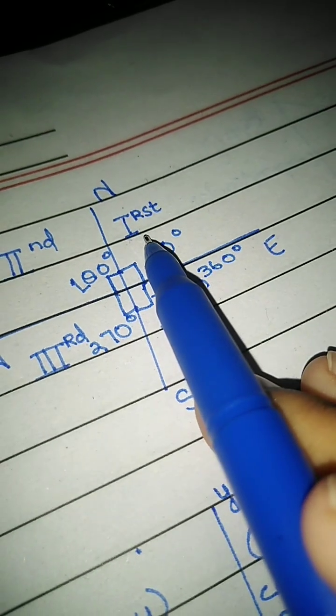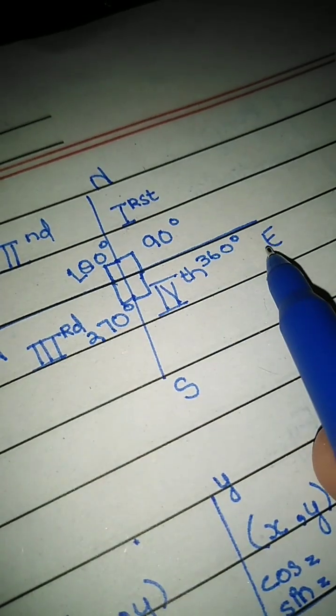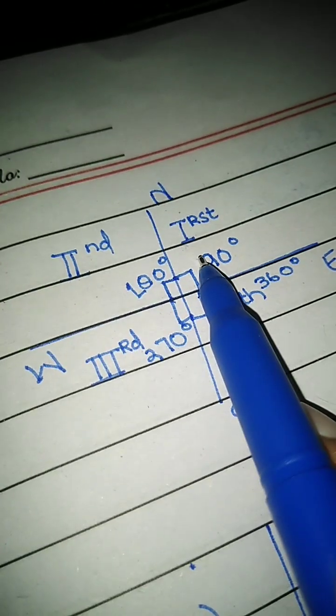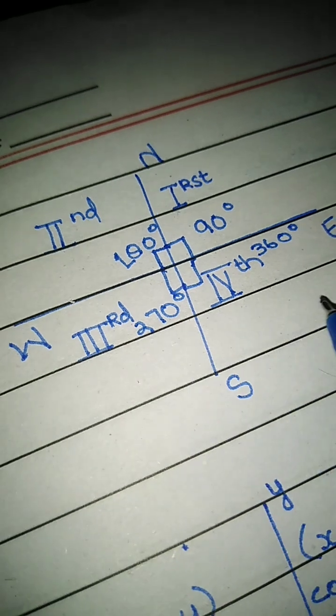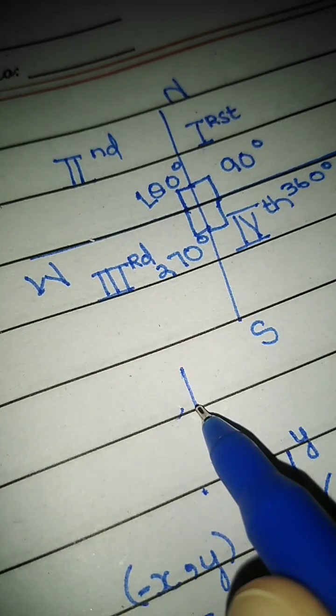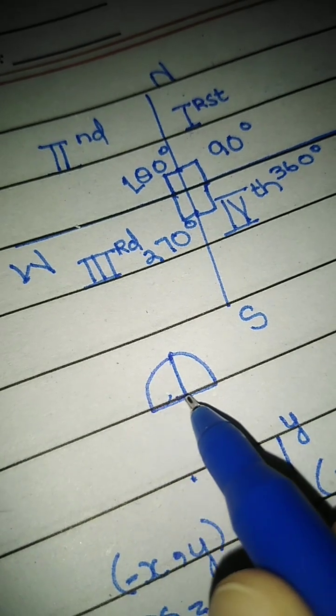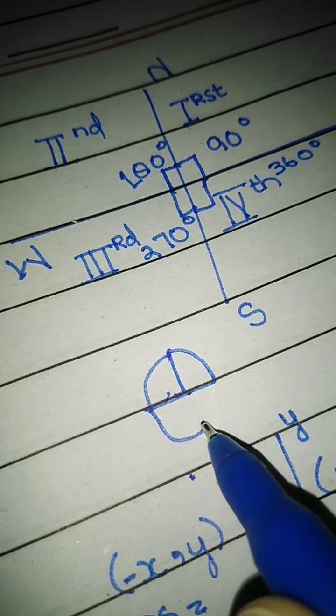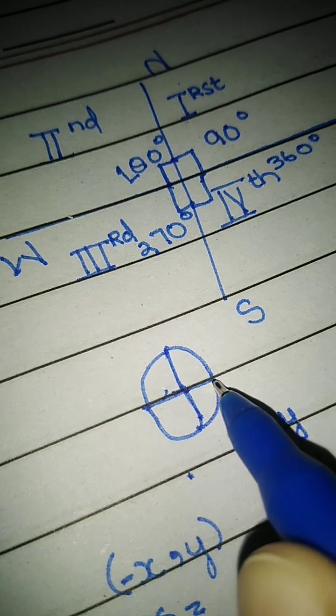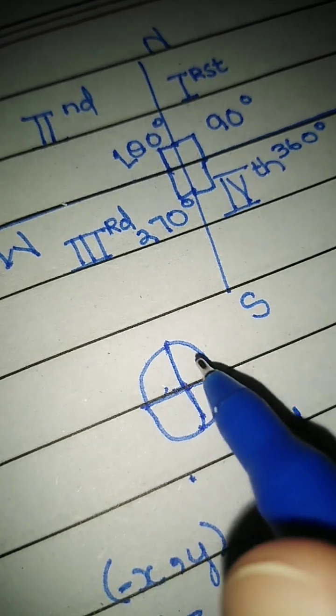It is the first quadrant: north, east, first quadrant. Then move to the left, second quadrant. Then move downwards, third quadrant, and then the fourth quadrant. Now just expect angle, diameter, three-fourths, and a complete circle. It just works like that.